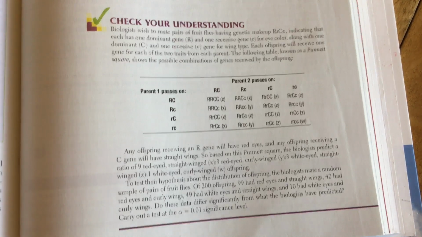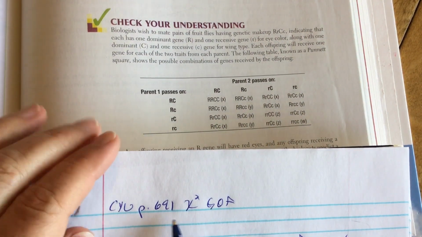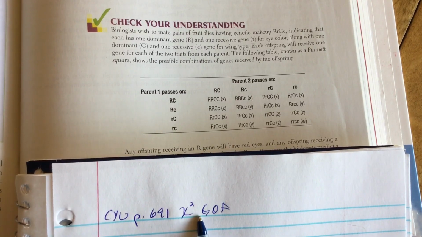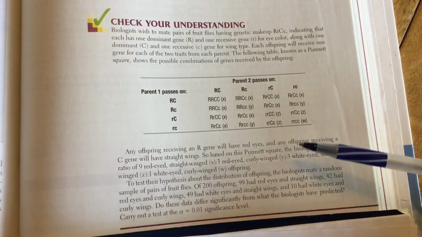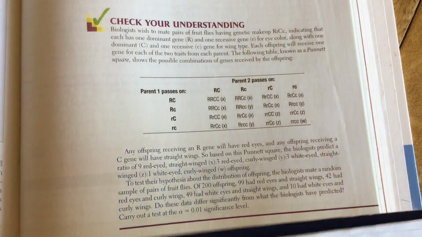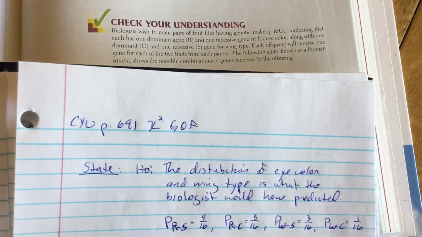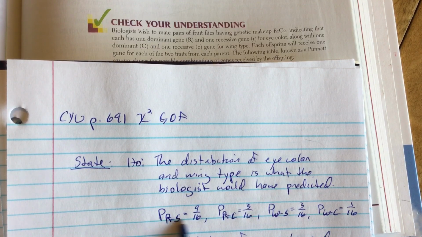Okay, so again, kind of pre-written stuff. This is check your understanding on page 691. It is a chi-square goodness of fit. So what is our state? Our state is that the distribution of eye color and wing type is going to be exactly what the biologists predict. I can write it out in words like this, or I can do my proportions.